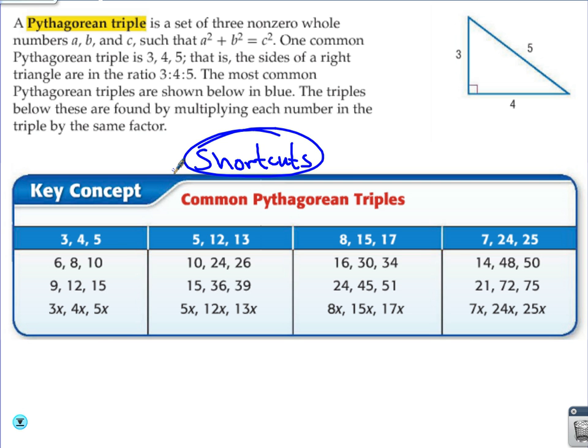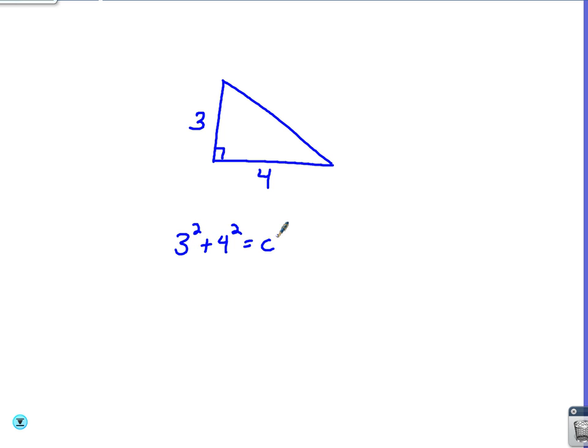There are certain problems that always appear on, for some reason, standardized tests. Don't write all that down yet. If you get on your ACT test, and you're given that you have side lengths of a right triangle that are 3 and 4, this is one of the most common problems on these tests. If you do a squared plus b squared equals c squared, you get 9 plus 16 is c squared, 25 is c squared, so c is the square root of 25, which is 5.